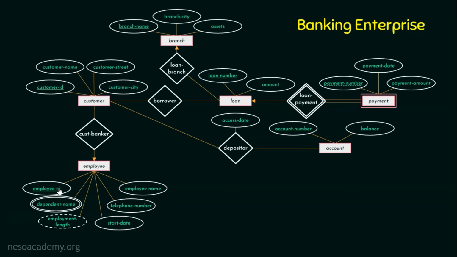Are we done? No. When we say this employee and customer are related to each other, we should also maintain what type of relationship they maintain. So the type is an attribute associated with this relationship.